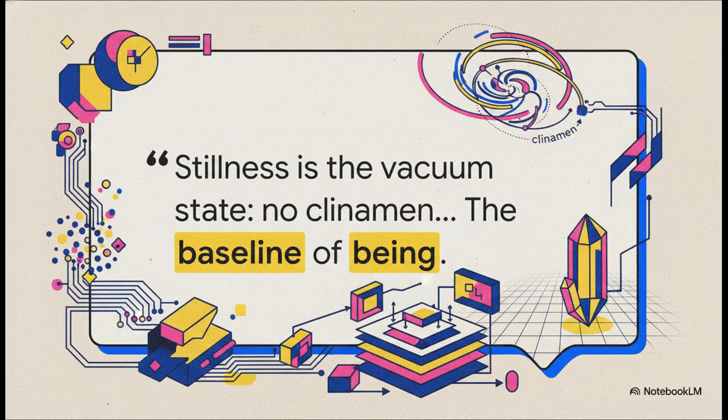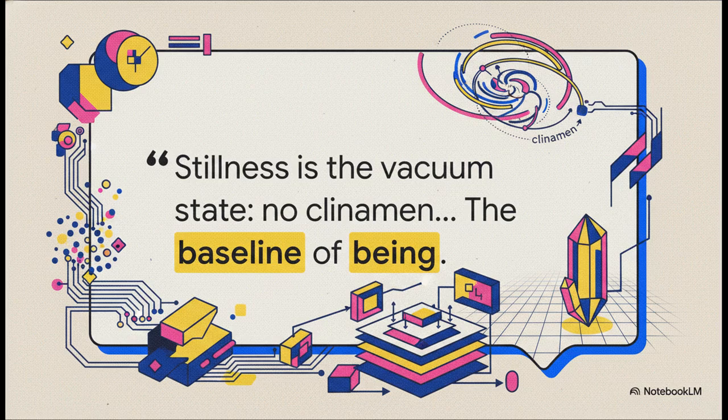I actually want to start right here, with this quote pulled directly from the source code. Stillness is the vacuum state. No Kleinemann, zero entropy, no observable structure. The baseline of being. No Kleinemann, meaning absolutely no unpredictable swerves, no deviations, just perfect stillness.